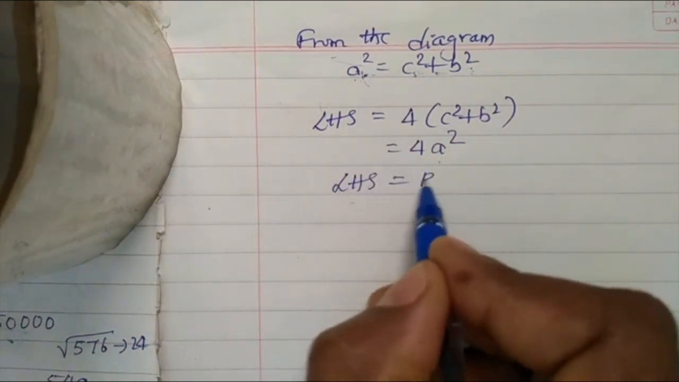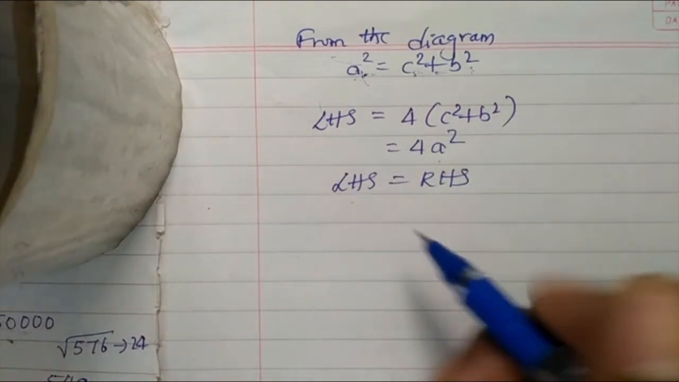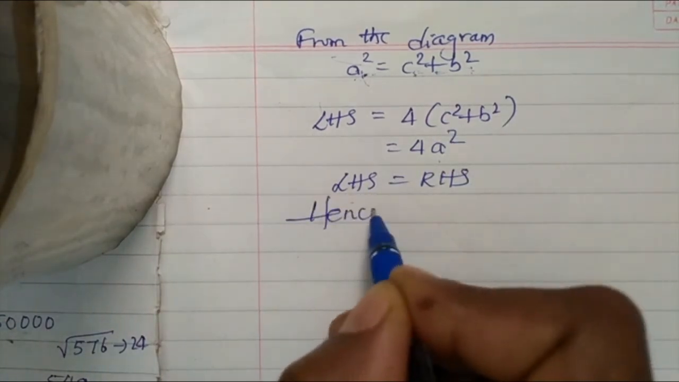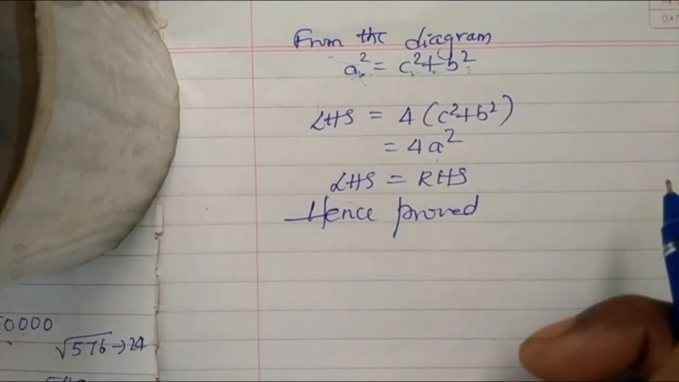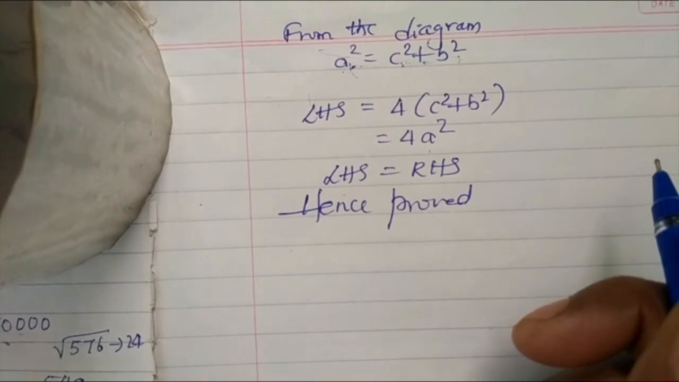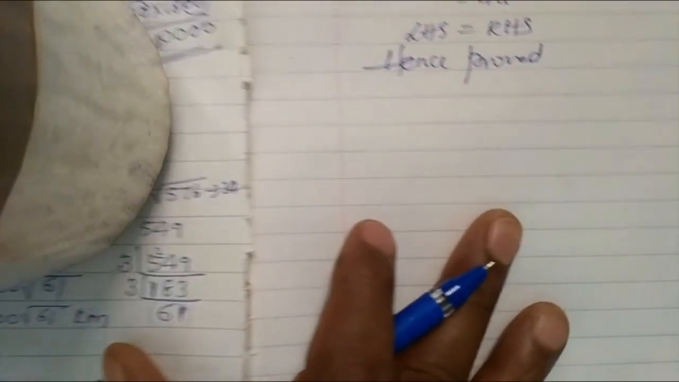Therefore LHS is equal to RHS. LHS also gives 4A square. RHS also gives 4A square. Therefore hence proved. What is proved? The sum of squares of all four sides of the given rhombus is equal to the sum of squares of its diagonals.